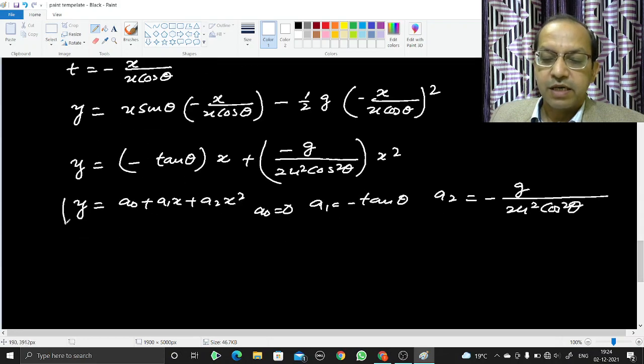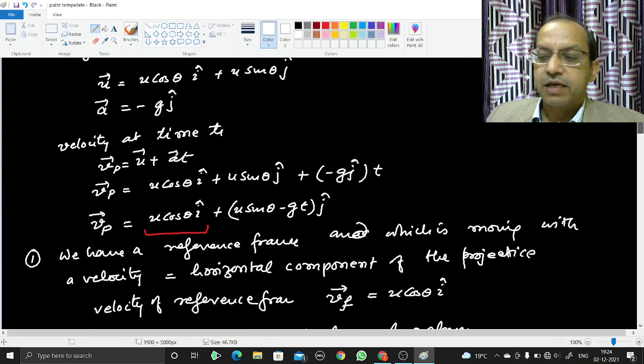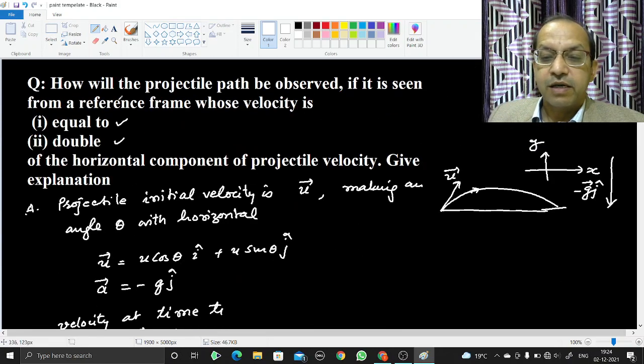With this substitution, this is the general equation of a parabola. That means the trajectory is now a parabola. In the second part, where the projectile is seen from a reference frame whose velocity is equal to double of the horizontal component, the trajectory is a parabola.